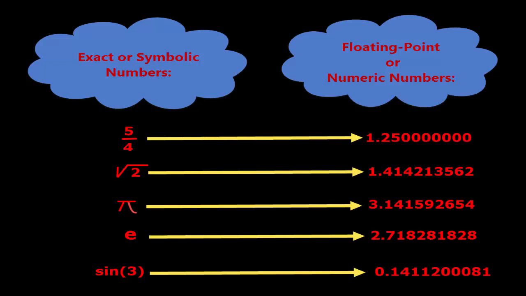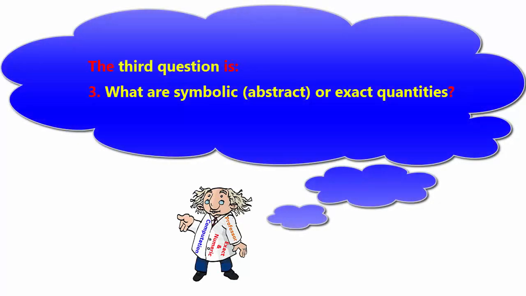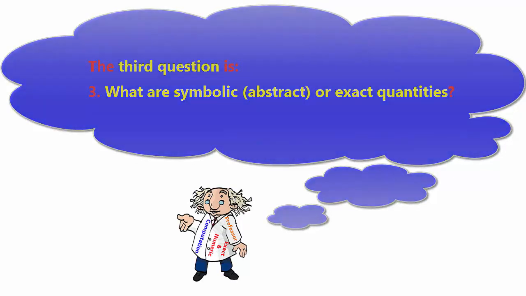Floating point or numeric numbers which are equivalent to these exact or symbolic numbers respectively are 1.250, 1.41421356, 3.14159265, 2.718281828, 0.1411200081. The third question is: what are symbolic, abstract, or exact quantities?